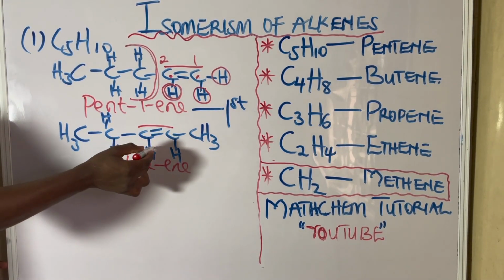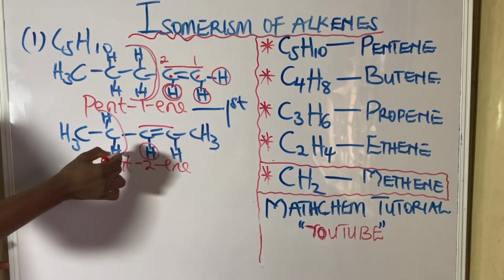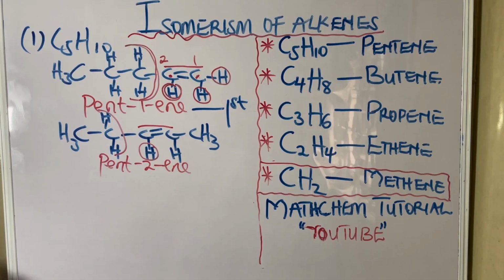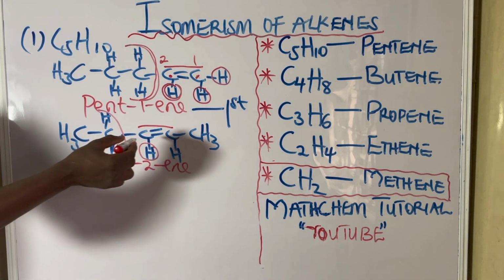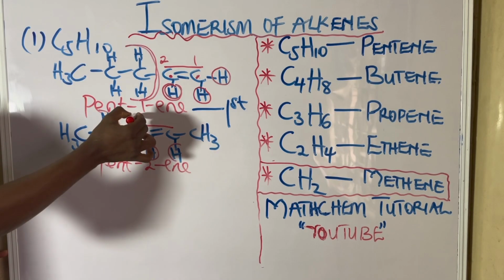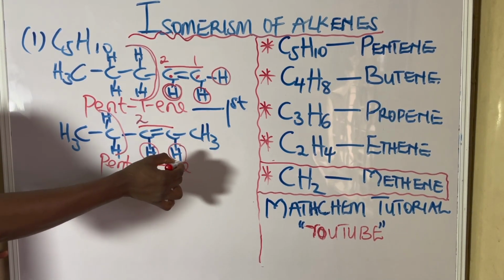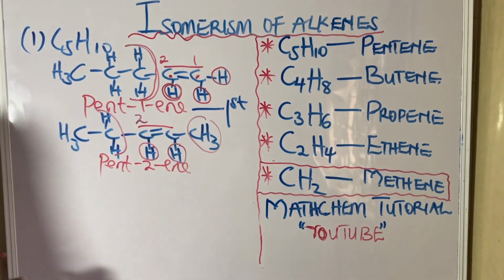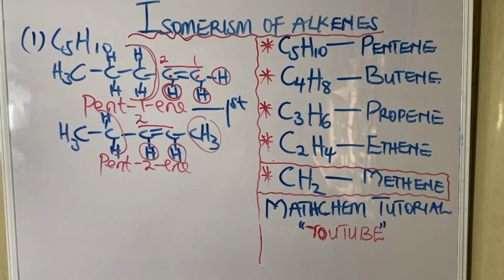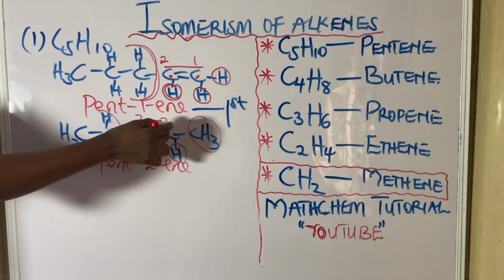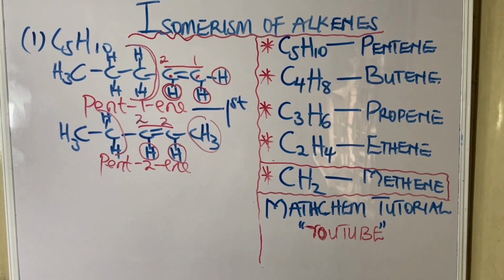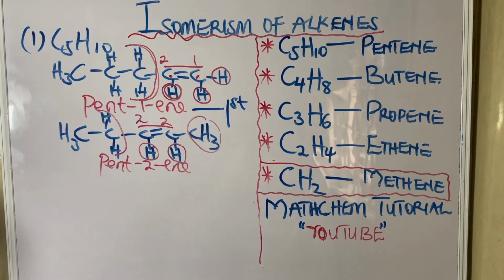So this carbon atom has 2 groups, 1 and 2. That means it has hydrogen and what? And C2H5. That means 2 different groups. And this carbon here also has 2 groups, 1 and then 2. So it has 2 different groups. So it simply means that it obeys the principle of cis and trans isomerism.